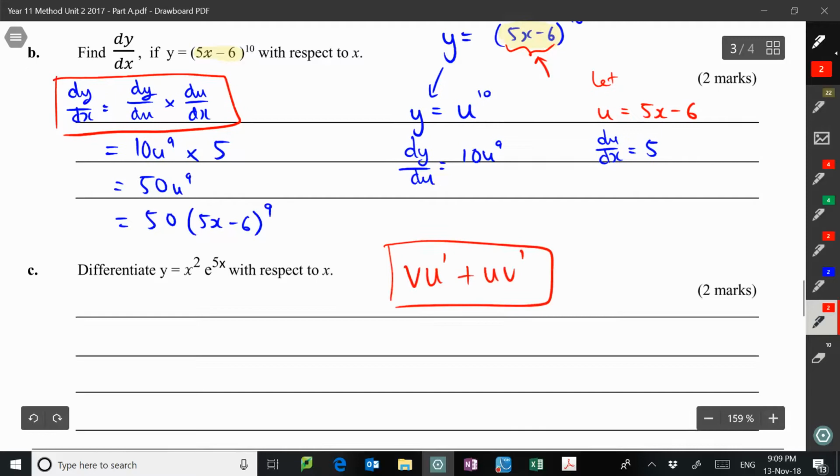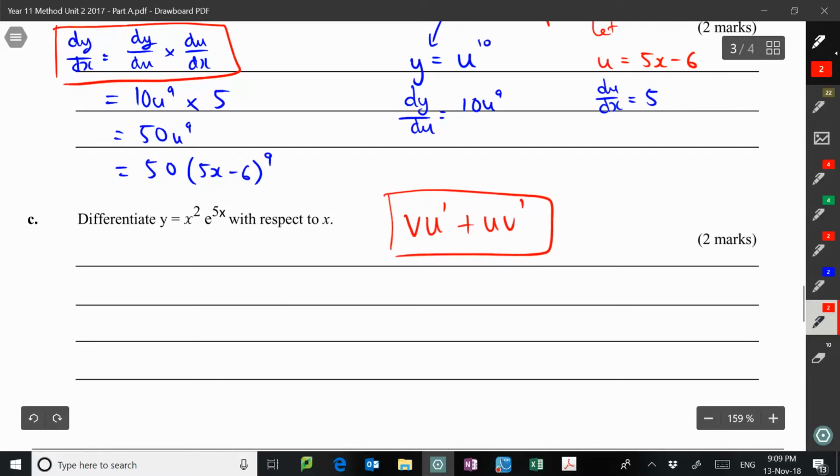Okay, what's u and v? It's the two functions that you have. I'm going to call this u. I'm going to call that v. So if I do that, u equals x squared and v equals e to the 5x. Your job is just to find the derivatives now. This one's easy. u dash is equal to 2x. For v dash, I know the answer is 5e to the 5x.